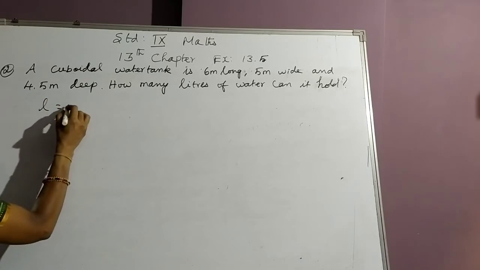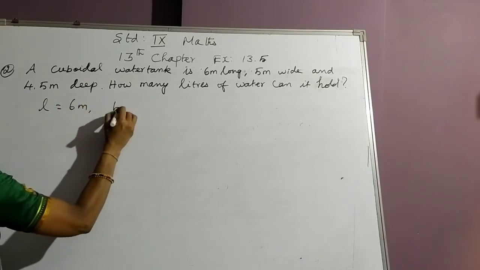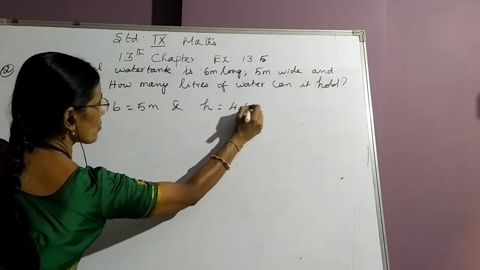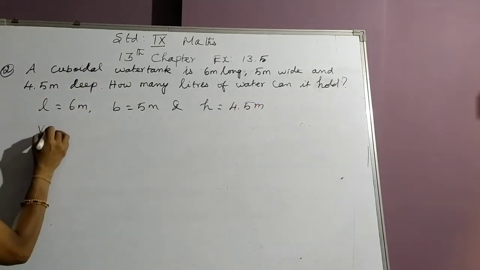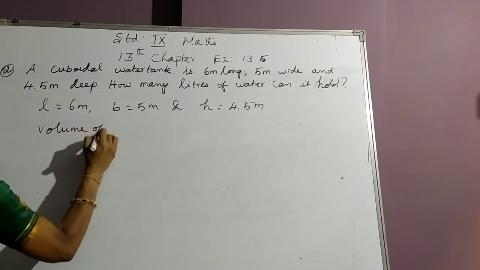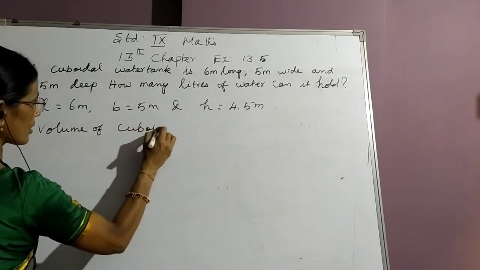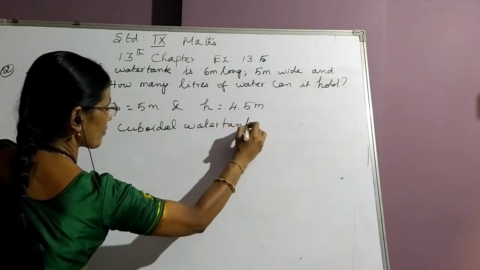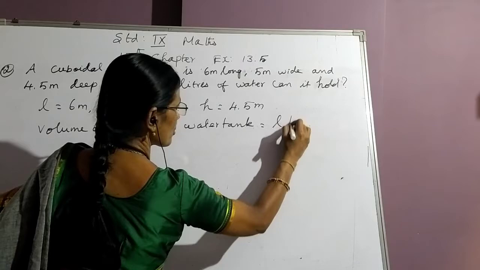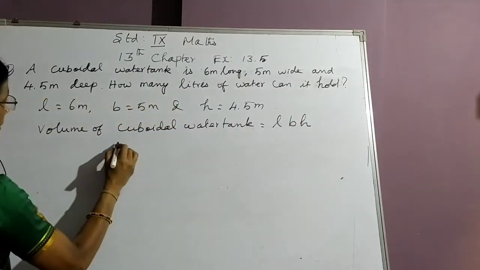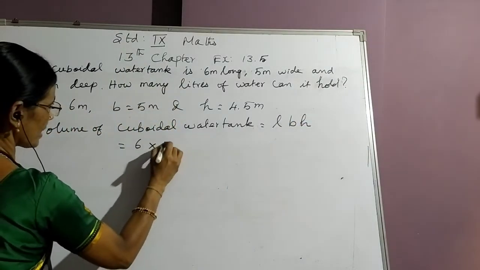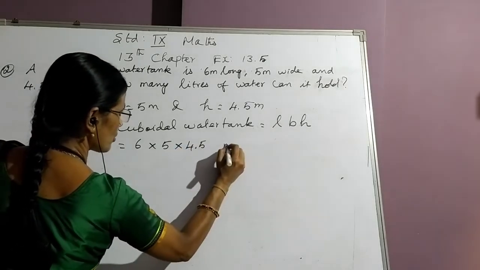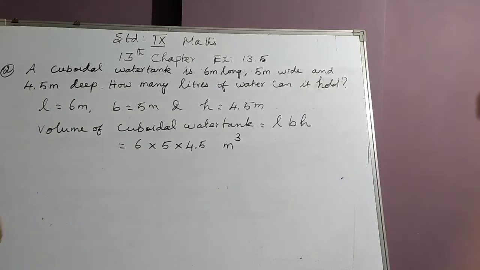Before that, let us write what is length. Length is 6 meters, breadth is 5 meters and height is 4.5 meter. Volume of cuboidal water tank is equal to length into breadth into height. So length is 6, breadth is 5 and height is 4.5. It is meter into meter, therefore it is meter cube.